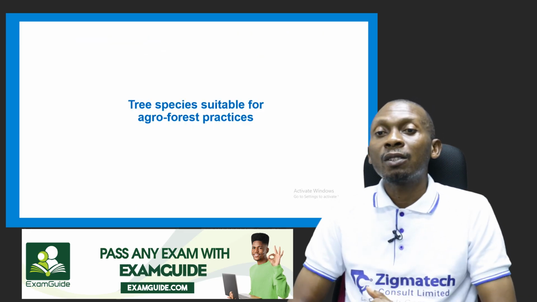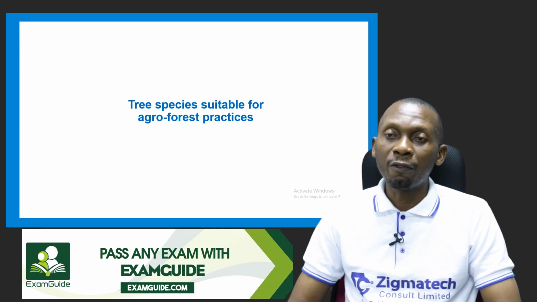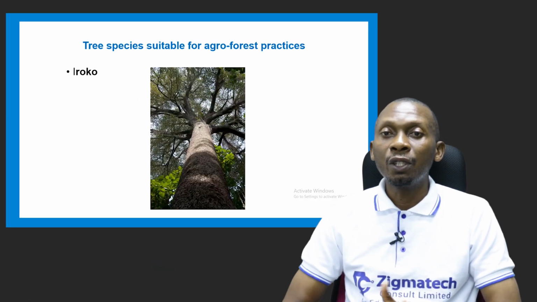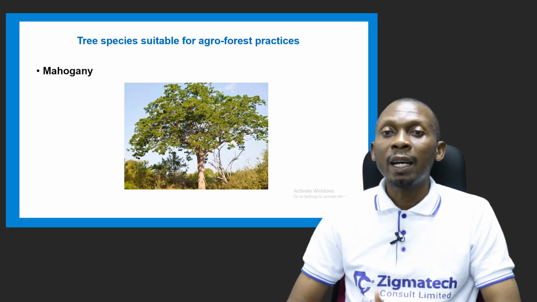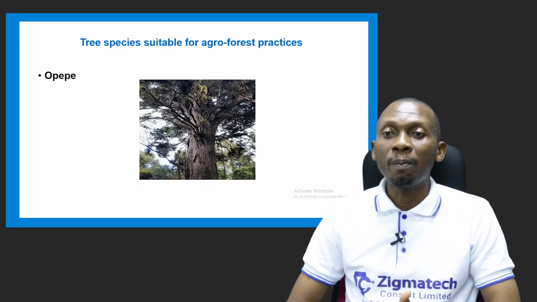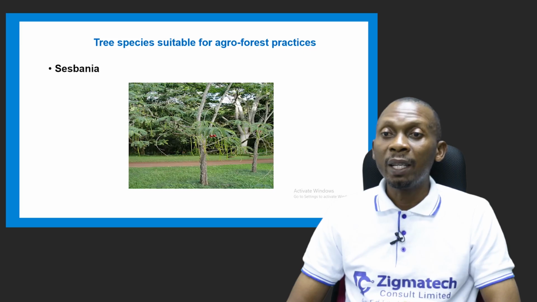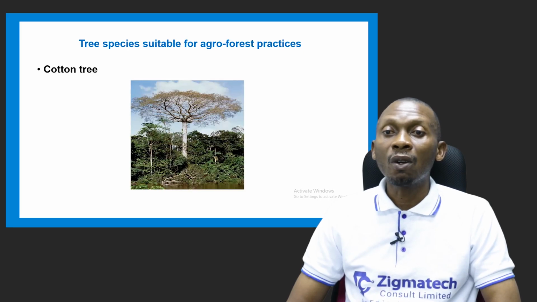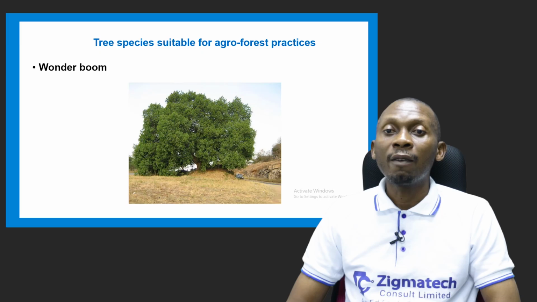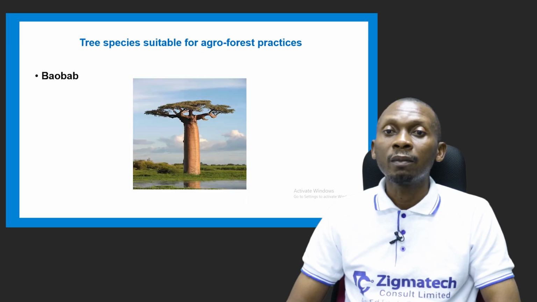Now let's take a look at some tree species that are suitable for agroforestry practices. We have the iroko tree, we have the mahogany tree, we have the opepe, we have euphorbia, we have the sesbania tree, we have the cotton tree, we have the wonderboom tree, the baobab tree.